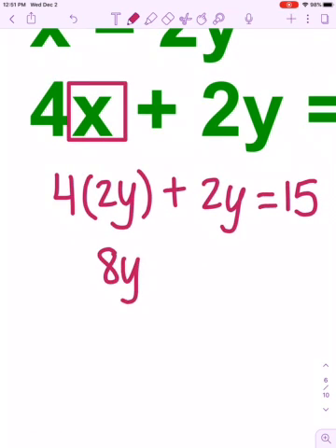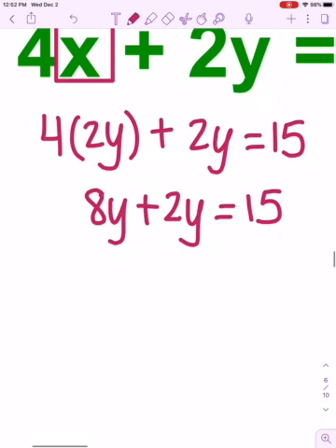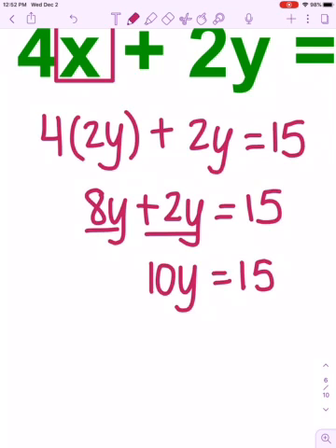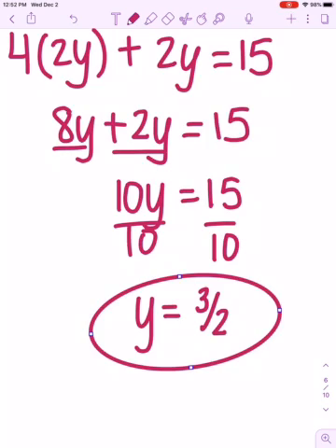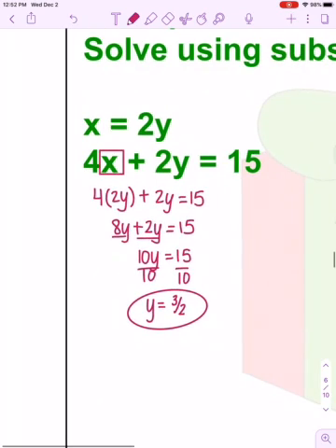And now we're solving. So 4 times 2y is 8y plus 2y equals 15. Again, these y's are on the same side, so just smush them together. That gives us 10y equals 15. Divide by 10. 15 is not evenly divisible by 10, so we're just going to simplify it, and they're both divisible by 5, so we're just going to get 3 over 2, or 1 1/2.